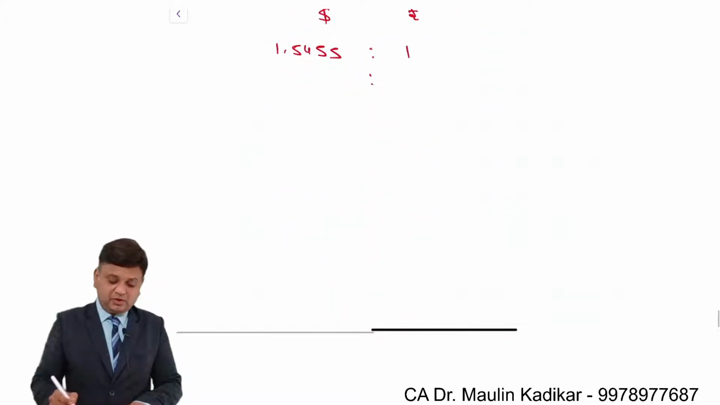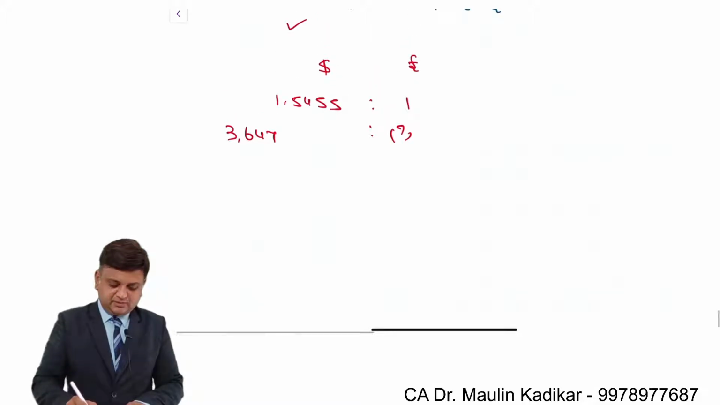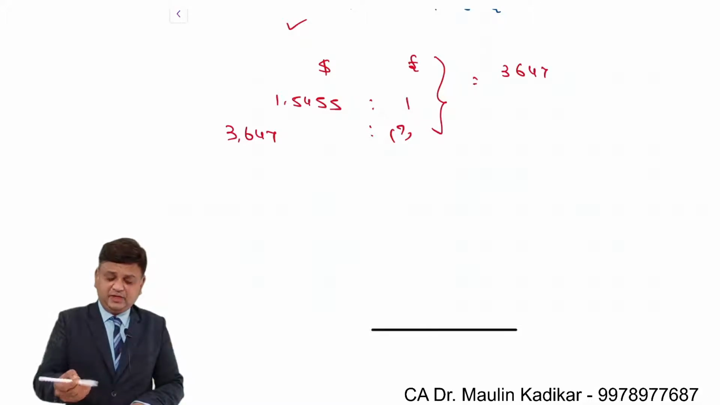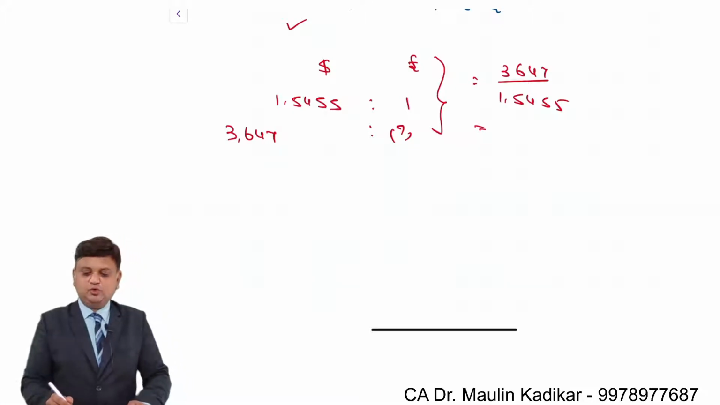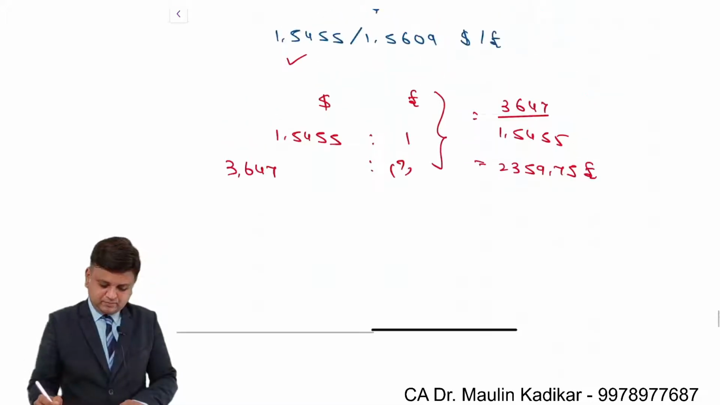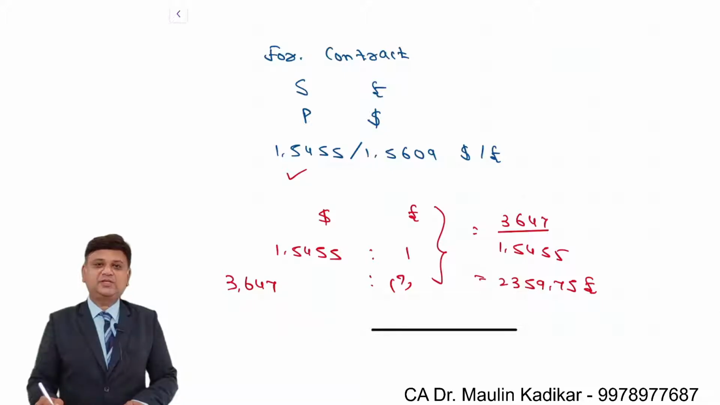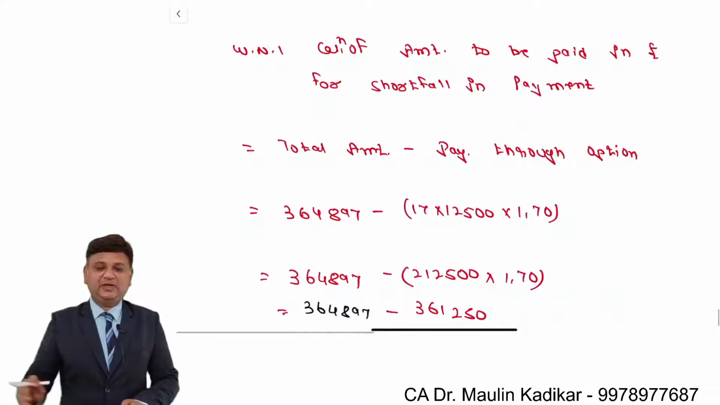So 3647 dollar is equal to this amount of pound. 3647 into 1, that does not make a sense, divided by 1.5455, that is 2359.75. So this is the amount of the pound which is required to be paid in forward contract to cover up the shortfall. That is what we understand.